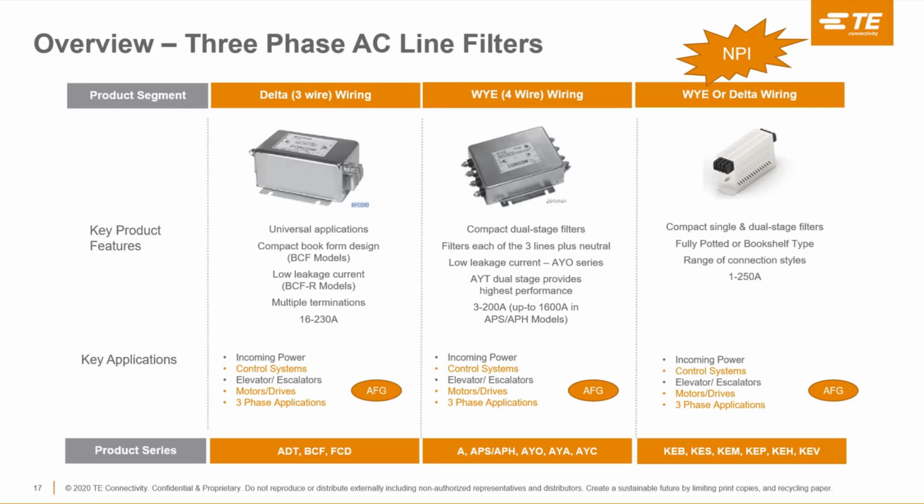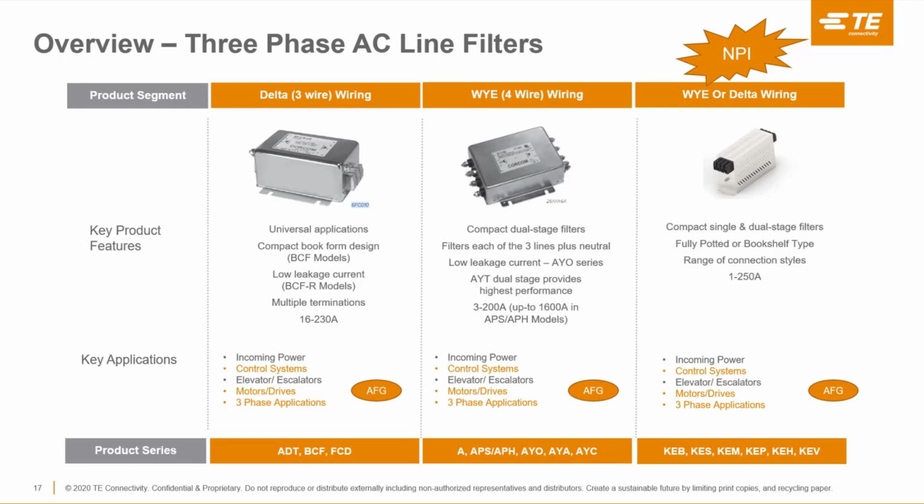Now, an overview of the 3-phase AC line filter. Similar to the single phase, it's for when the application is running on 3-phase power. There are 2 options: Delta 3-wire and Y 4-wire. For Delta, you'll see universal applications, compact book form design, low leakage current, multiple terminations, 16 to 230 amps. With the Y, compact dual stage filters, low leakage current, except this one we have 3 to 200 amps and up to 1600 amps in our APS, APH models.